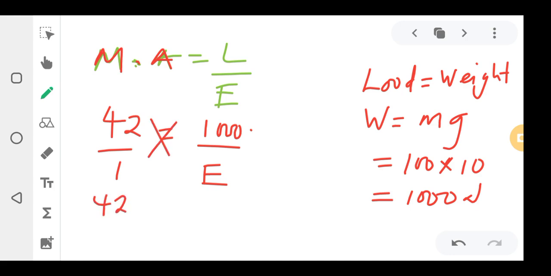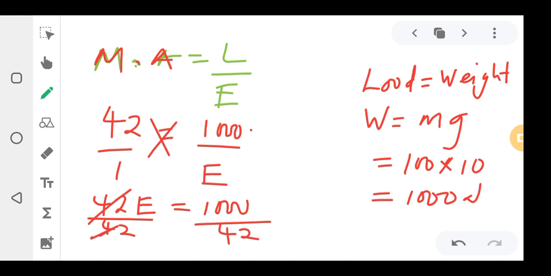So it will be 42E, where E is the effort, is equal to 1000. You divide by 42. So E is equal to 1000 divided by 42. You calculate that: 1000 divided by 42 is 23.8. So it will be 23.8 newtons, because the effort is in newtons.